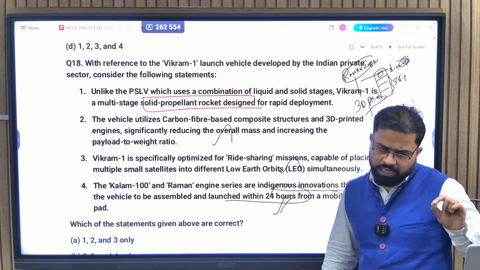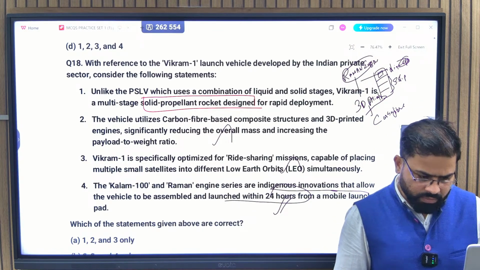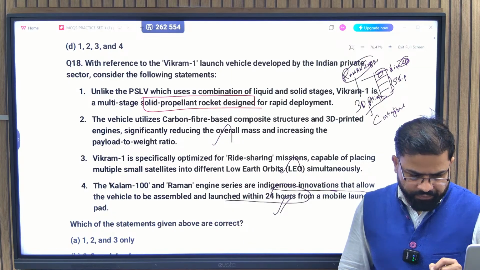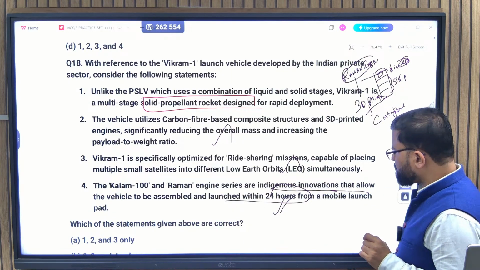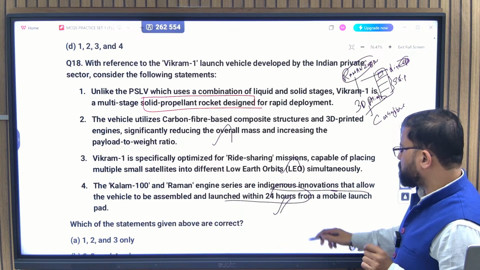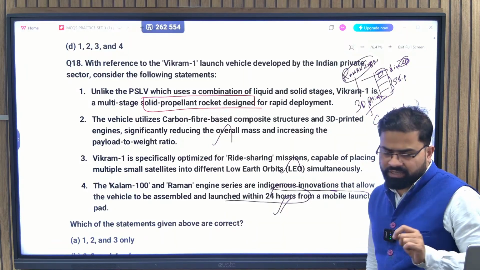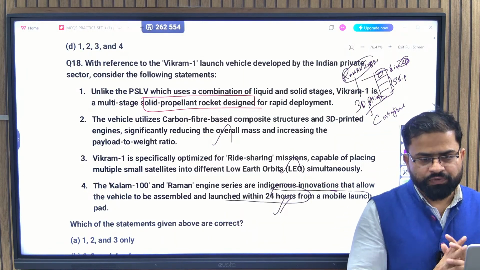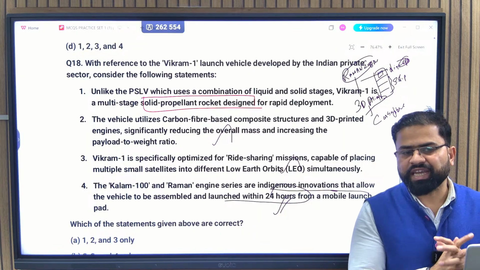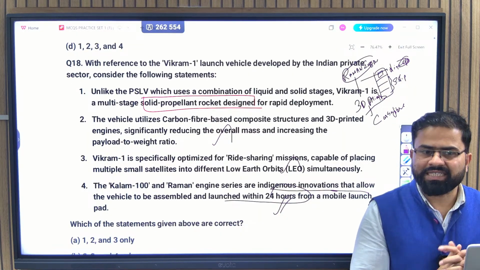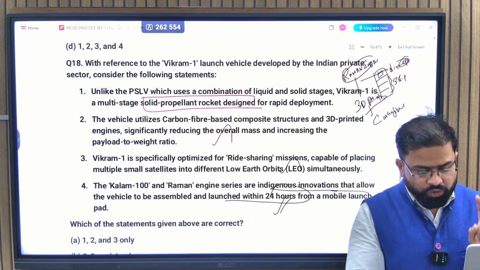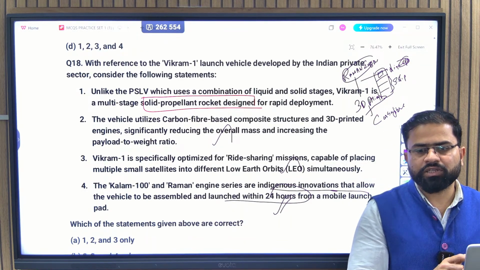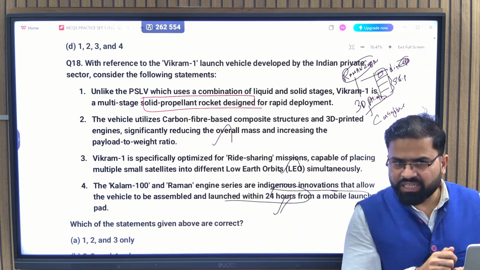See, for example, when we are using this, is 18A4 wrong? Which one? No, this is also correct. See, when you talk about the Polar Satellite Launch Vehicle's Vikas engine, the construction of the Vikas engine takes around 20 to 25 days, suppose, for assembly. But since, go through the question, where we have discussed that the Bikram 1 uses what? A 3D printed engine called the Raman engine.